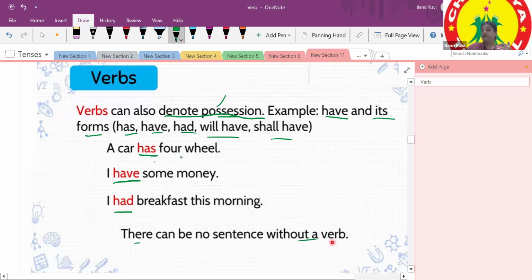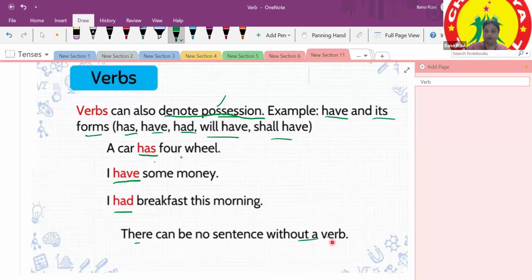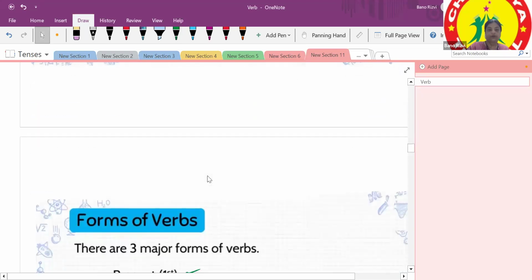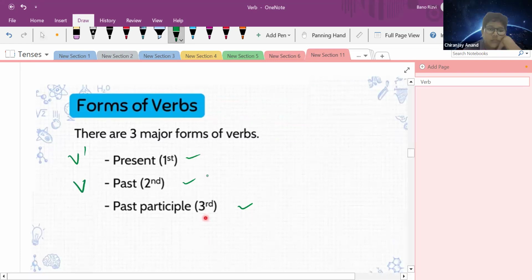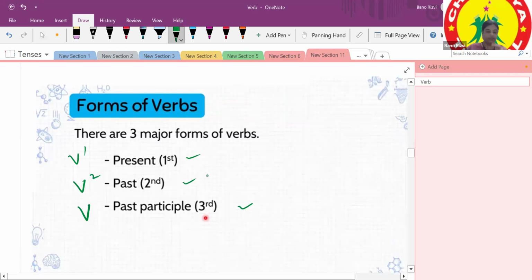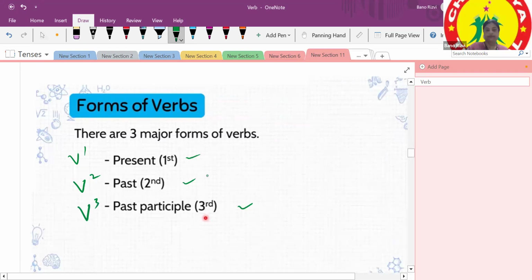These are also verbs. Every sentence has a verb. There is no sentence without a verb. Now there are three forms of verb: the present, the past, and the past participle. The present is called verb 1, the past is called verb 2, and past participle is verb 3. There are mainly three forms.